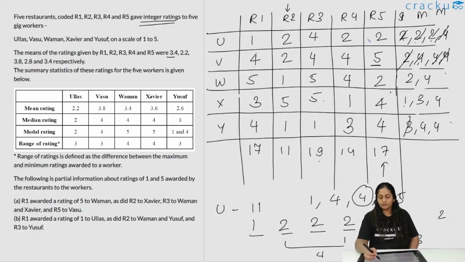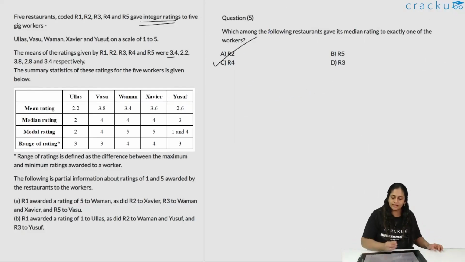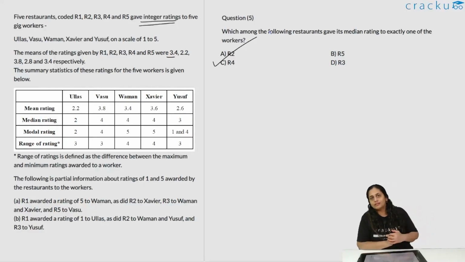So again does not satisfy. This is 1, 2, 3, 4, 4. 3 is the median, comes exactly once. So R4 has given its median rating only to one person. This is 2, 2, 4, 4, 5. 4 is the median, 4 comes twice. So that also does not satisfy the condition. So R4 has given its median rating to exactly one of the workers. So answer is option C.